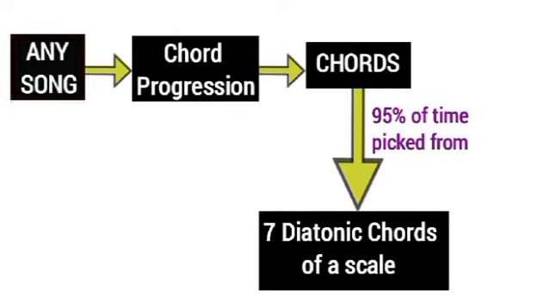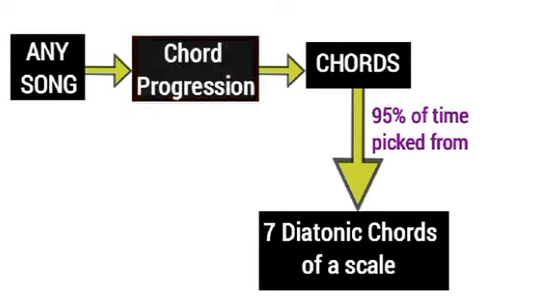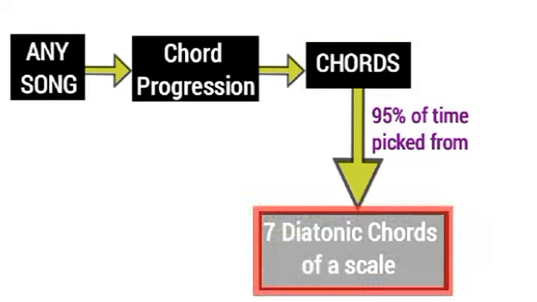In music, every song you listen to is made up of a particular chord progression, which could be among the common chord progressions, that constitutes that song. Now, these chord progressions are made up of chords, a series of chords that come together to form that particular chord progression. And these chords in turn are 95% of the time picked from the 7 diatonic chords of a particular key. Can you see this?